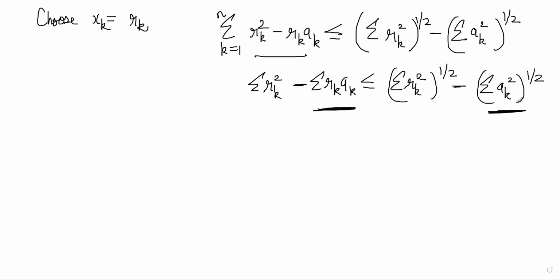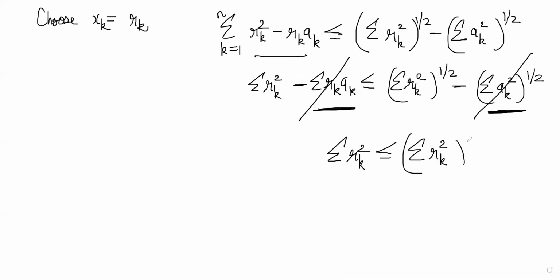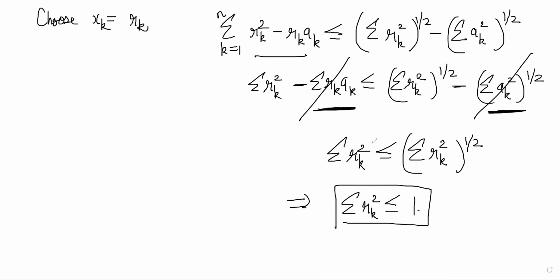Right. So we can remove that from the inequality and we are getting summation of rk square is less than or equal to summation of rk square power half, which basically implies that summation of rk square is less than or equal to 1, right? This is like saying x is less than or equal to root x. That implies x is less than 1, right? So now notice this, we have gotten summation of rk square is less than 1.